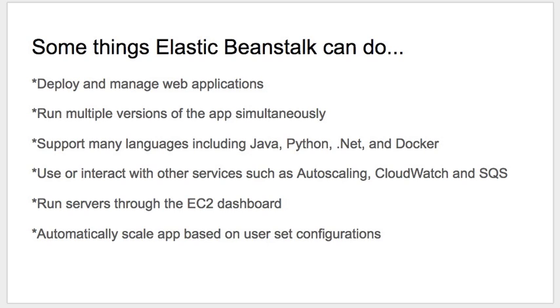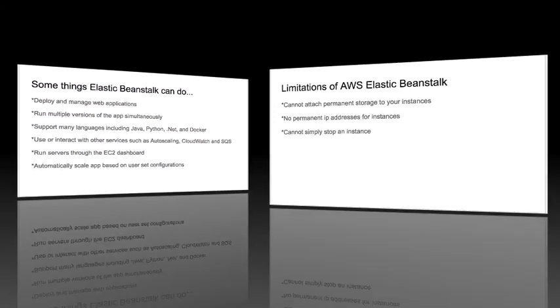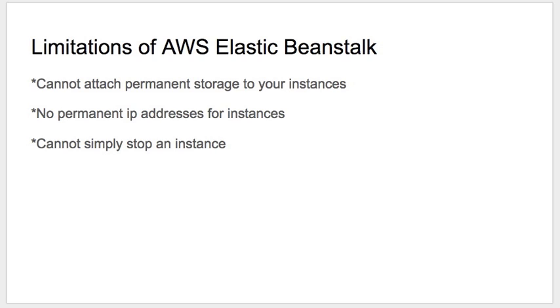It can use or interact with other services such as autoscaling, CloudWatch, and SQS. It can allow you to log into your EC2 instances, monitor them through the EC2 dashboard, and it even scales across multiple availability zones based on user set configurations. There are some limitations to Elastic Beanstalk.